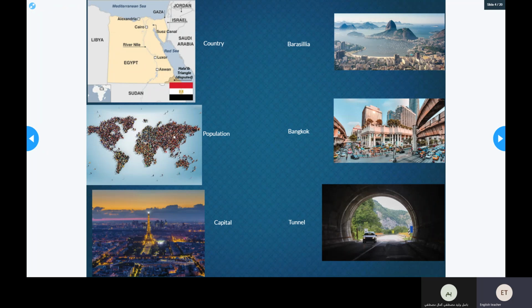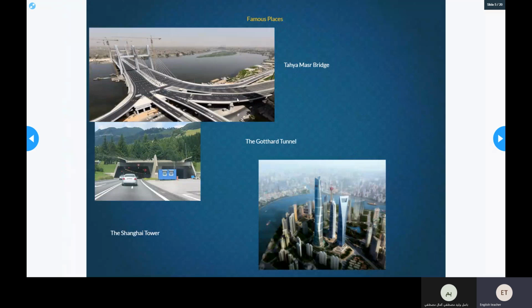Population, which are the people in each country, each place. The capital, which is the center or the city that has all the government related buildings or associations in it. And this is Brazil, and this is Bangkok. And here you can find the tunnel. The tunnel is an underground passage for cars, trains, sometimes people. Some famous places. This is the new Tahya Masr Bridge, the Gotthard Tunnel in Switzerland, and this is the Shanghai Tower. It's a beautiful tower.